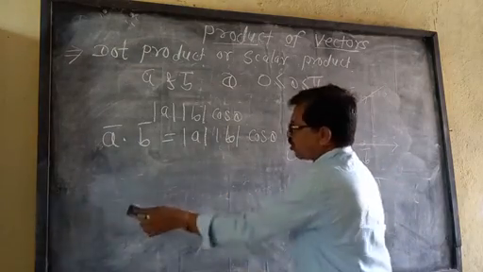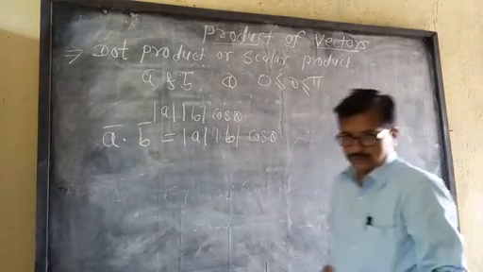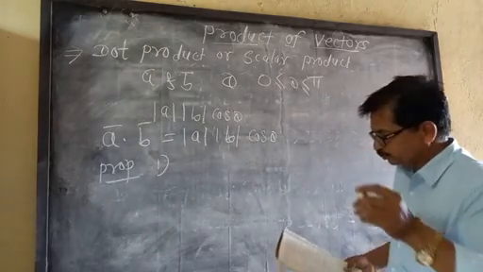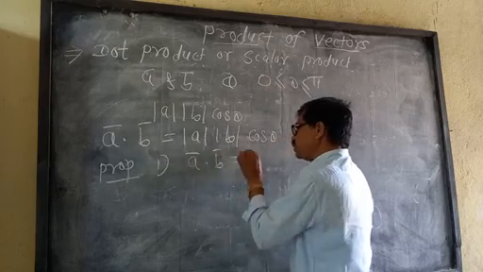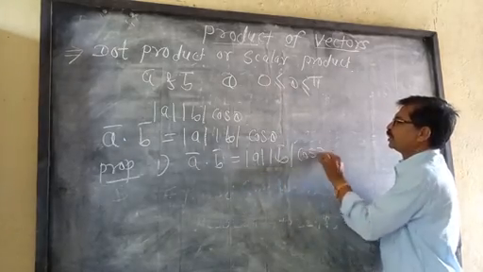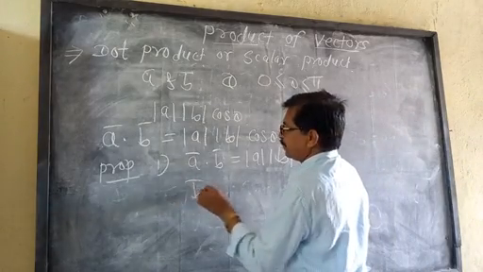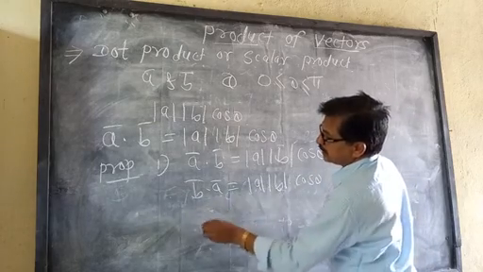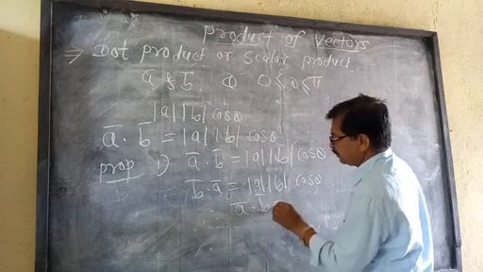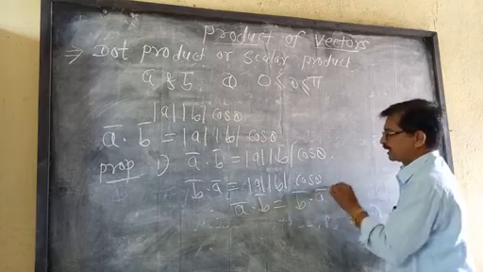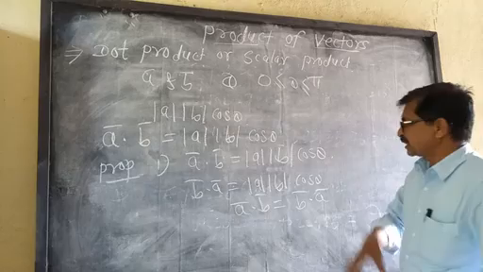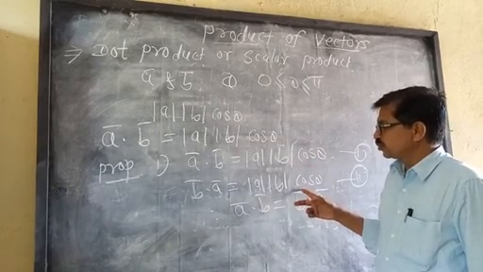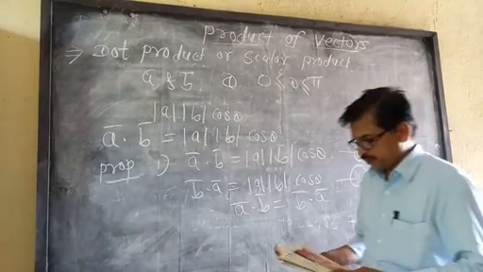Then properties of a dot product. First property: vector A dot vector B is equal to magnitude of vector A into magnitude of vector B into cos theta, and vector B dot vector A is equal to magnitude of vector A into magnitude of vector B into cos theta. That is, vector A dot vector B is equal to vector B dot vector A. This is equation 1 and this is equation 2. The right sides of equations 1 and 2 are equal. Therefore, vector A dot B is equal to vector B dot A.